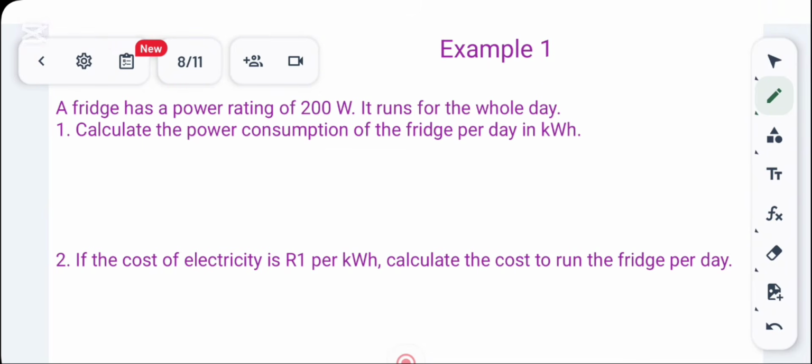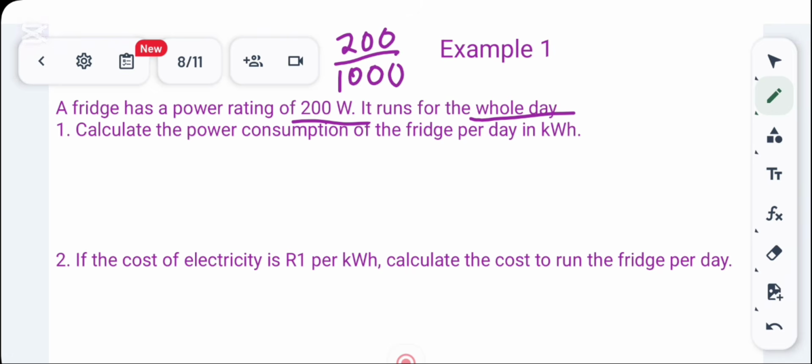Let's look at this example. A fridge has a power rating of 200 watts and it runs for the whole day. Okay, so the power is given in watts. So what should I do? I'm supposed to convert it. Okay, so it is going to be 200 divided by 1,000.